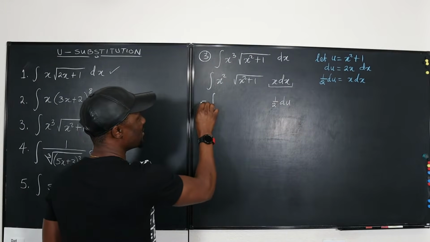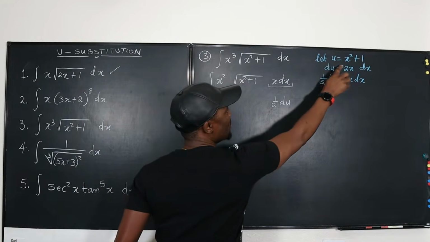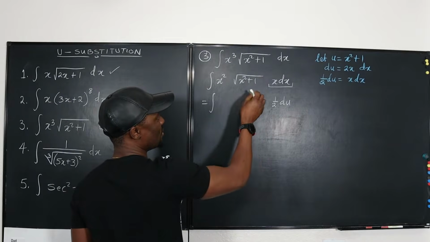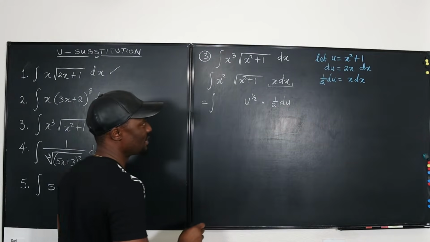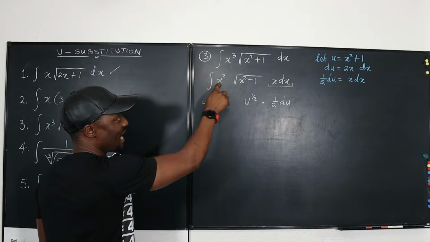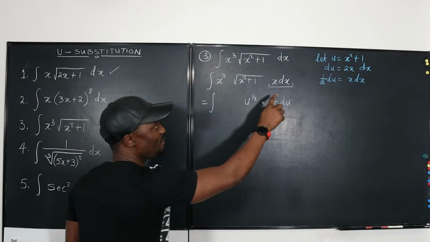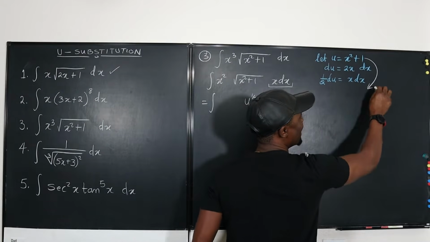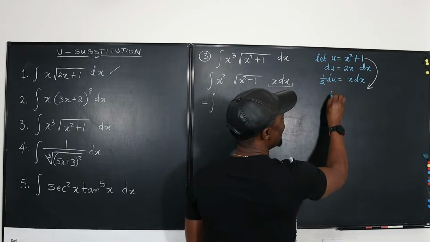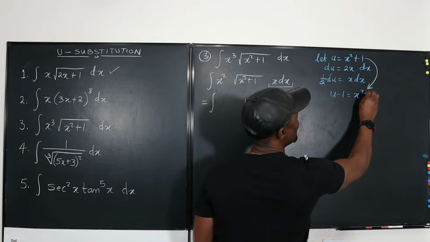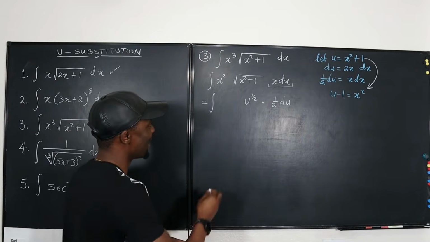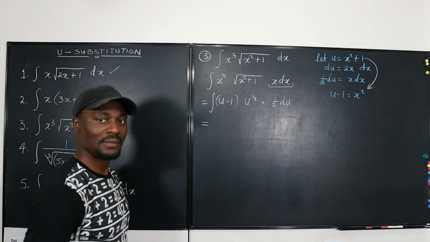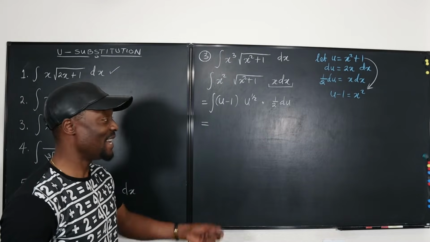I still have my integral sign. Now this is my u, so I can write this as u to the 1/2. Square root of u is u to the 1/2, so I don't have to do multiple steps. And here I can replace x squared, write it in terms of u, because we already said that u is x squared plus 1. So from here we can easily see that u minus 1 is x squared. So here I can go and write u minus 1. Now I'm ready to integrate.